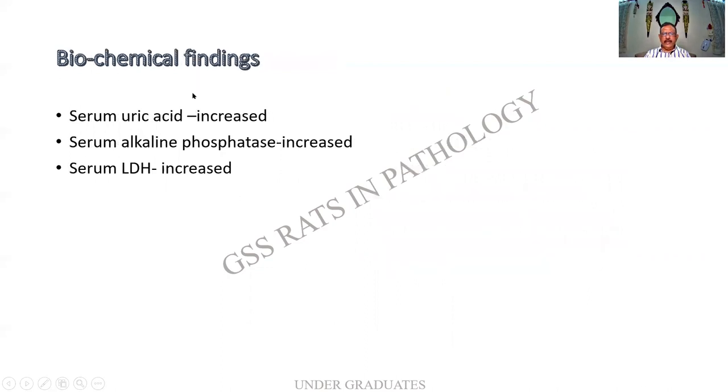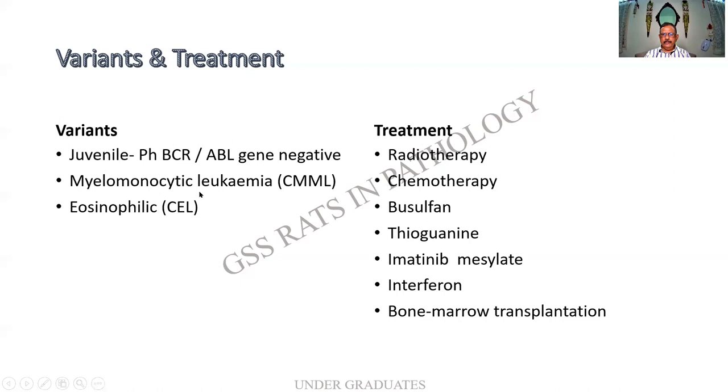The other biochemical findings include increase in the serum uric acid, serum alkaline phosphatase, and LDH. All are increased in the case of CML. The variants include the juvenile variant, which we had mentioned. And since it is a stem cell disorder, sometimes we find monocytes also can be increased, called as chronic myelomonocytic leukemia. Sometimes eosinophils can be increased, chronic eosinophilic leukemia, or it can involve the basophilic series. We call it as chronic basophilic leukemia. So these are all variants of chronic myeloid leukemia.